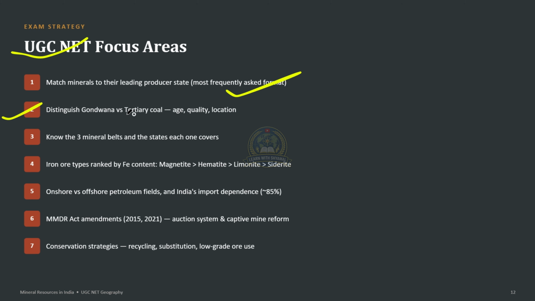Distinguish Gondwana versus Tertiary coal in terms of age, quality and location. Know the three mineral belts and the states each one covers, and iron ore types ranked by iron content: magnetite, hematite, limonite and siderite. Onshore versus offshore petroleum fields and India's import dependence, more or less 85% import dependence.